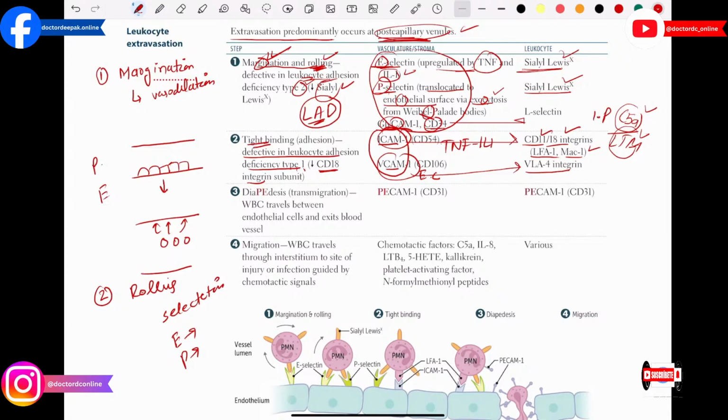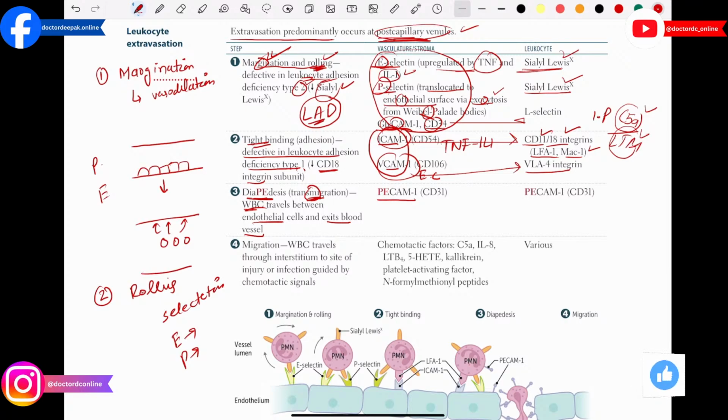Then after that we have the next step that is called diapedesis. So diapedesis is basically transmigration. So what is transmigration? Basically when the white blood cell travels between the endothelial cells and exits the blood vessel, it is called transmigration. Then again we have to remember what are the proteins that are going to help in diapedesis.